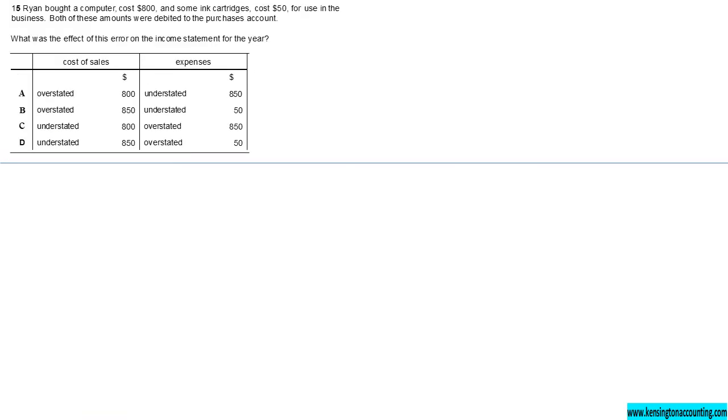Question 15 is about an error made in posting. So essentially, Ryan bought a computer. A computer is a fixed asset, that is a non-current asset, for $800, and ink cartridges of $50. Now ink cartridges are an expense. It's a revenue expenditure. It's going to be posted either to computer expenses account or office expenses account. Okay. Now these two amounts were debited to the purchases account. So we see that's where the mistake happened.